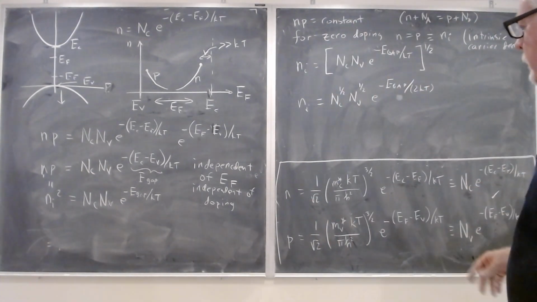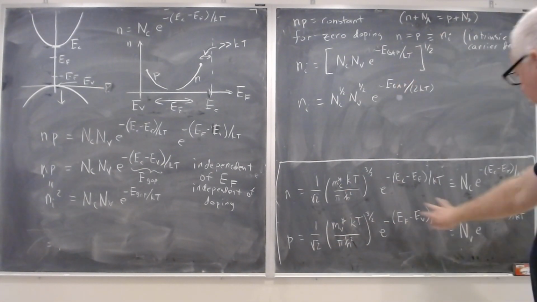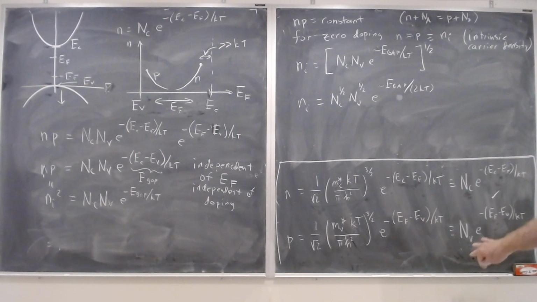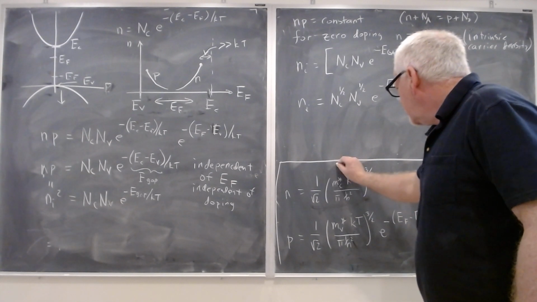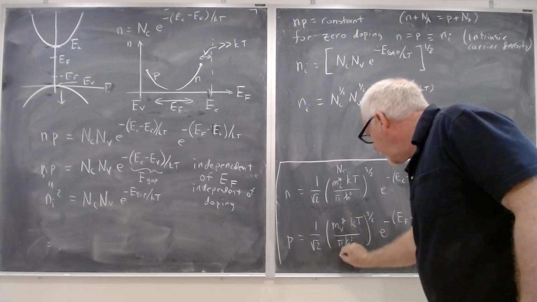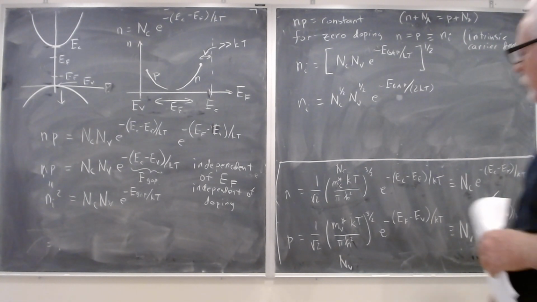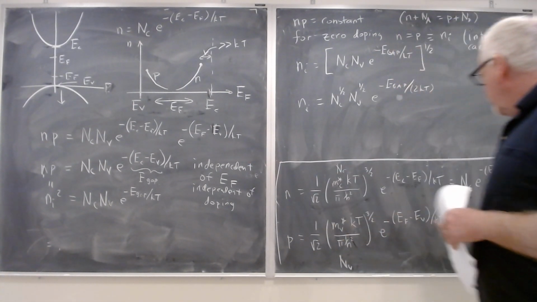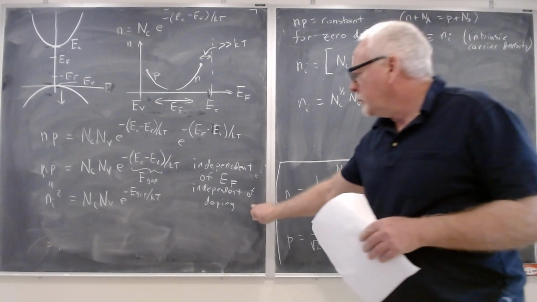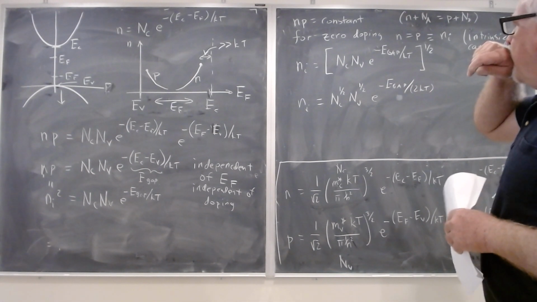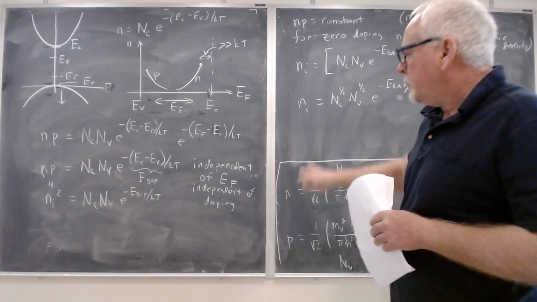So what have we done? We've determined what N and P are. They're these things, where we define Nc as this, and we define Nv as this. And we show that the product is independent of Fermi energy, so independent of doping. And since it's zero doping, N times P is Ni squared.